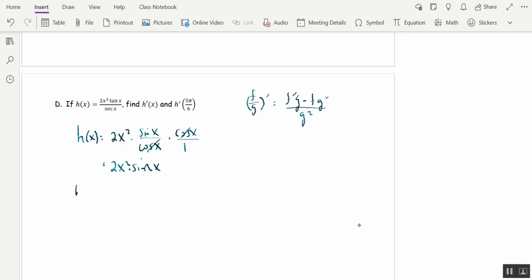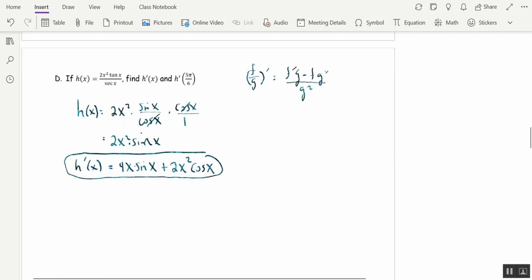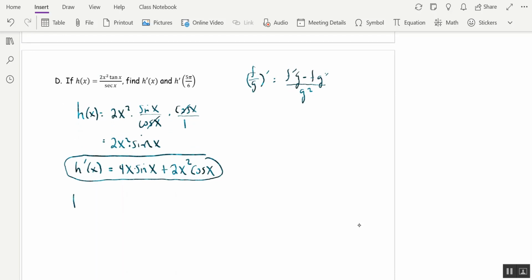So now I'm writing h prime of x because I'm about to take the derivative, and I'm going to use the product rule. So the derivative of 2x squared is 4x. I multiply by sine x, and then I add on 2x squared times the derivative of sine x, which is cosine x. So that's the first part of my answer. That's my function. And now I want h prime of 5 pi over 6.